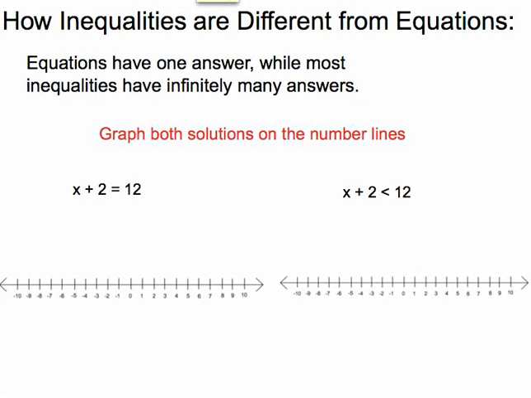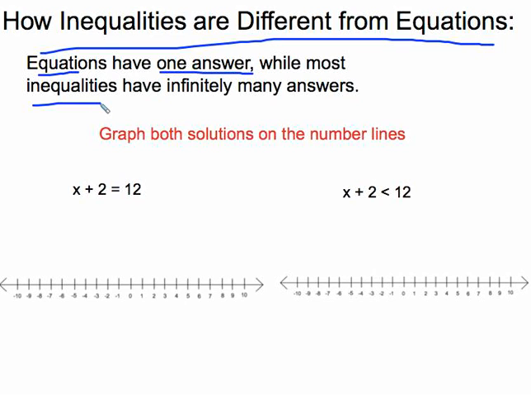So the first thing we need to think about is how inequalities are different from equations. The big main difference that we need to know is that equations have one answer, while inequalities have infinitely many answers. Okay, what does that mean? Well, we know that x plus 2 equals 12. That's an equation. We already solved those and took a quiz on those earlier. And we know that since we have a less than symbol here, x plus 2 is less than 12. That's an inequality.